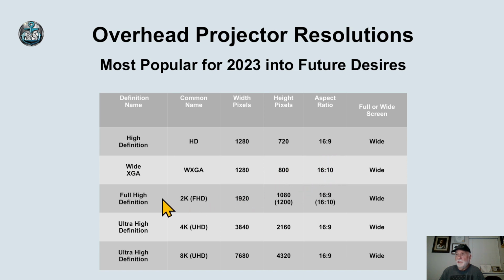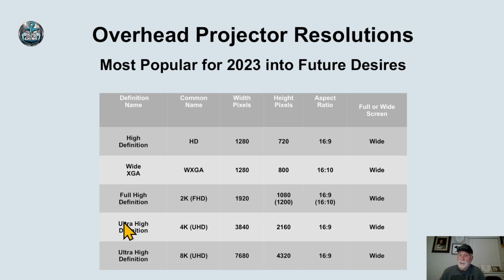We're still into 16:9, and now we're in the full high definition world, FHD, what they call 2K, and that's 1920 by 1080. It's a 16:9 resolution, and they're using probably 1200 instead of 1080 if it's a 16:10. This is the revolution we're in right now, full high definition. And for most purposes in a sanctuary, that's all we need for resolution for the audience to properly see what's going on.